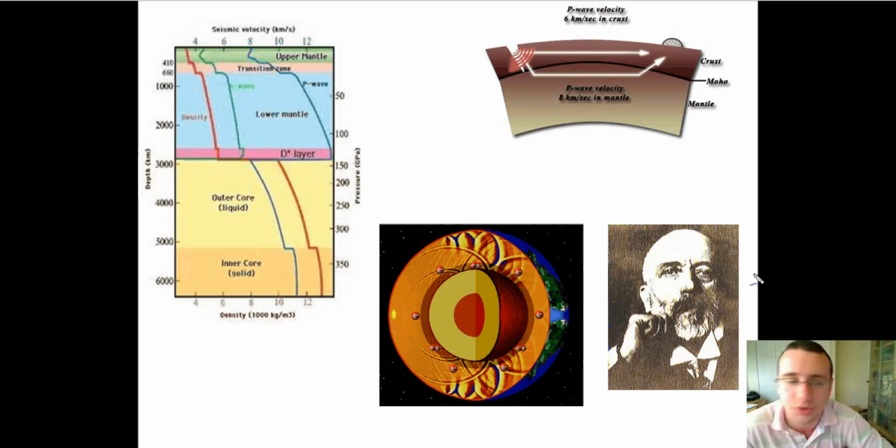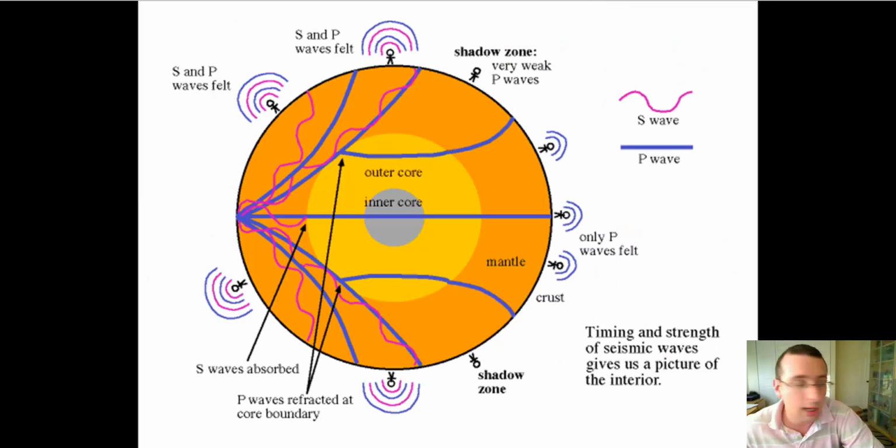And I gave an example of Andrija Mohorovičić, who studied the Moho discontinuity as the layer that separates the crust from the mantle, because of the sharp change in direction and speed of the wave as it hits that new layer. Now, when you look at the global picture, the overall pattern is that seismic waves, both P and S waves, tend to bend outwards as they go deeper and deeper into the Earth because the layers are getting denser and denser.